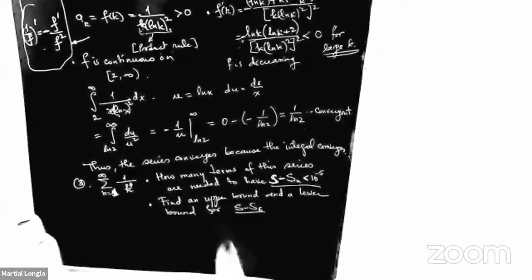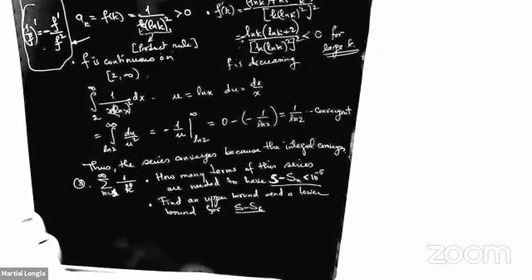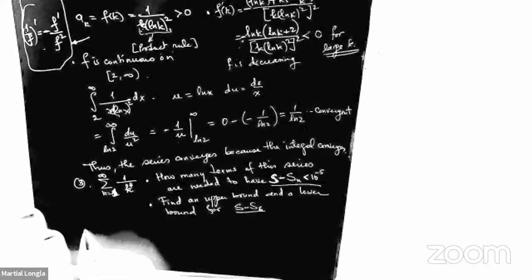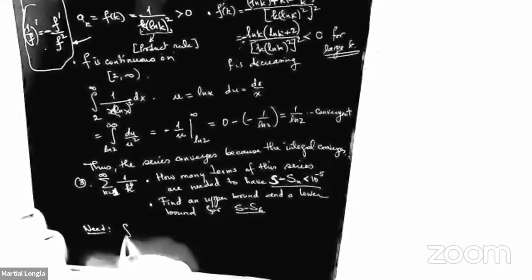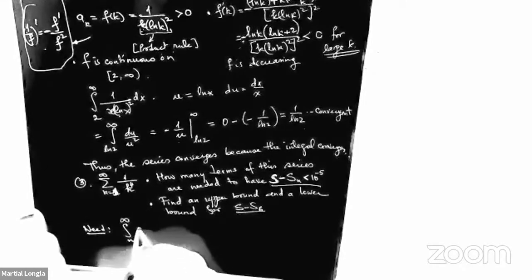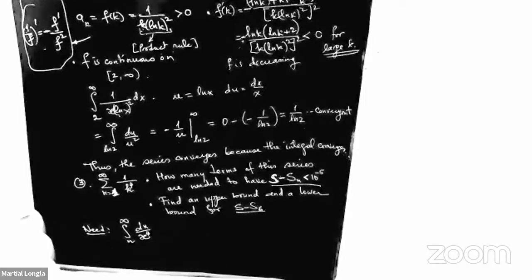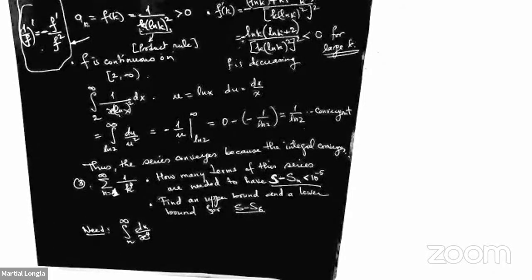So to answer any of these questions, you need to compute the integral from n to infinity of dx over x to the power 4. You need to compute that integral because that's what the remainder is bounded by. The remainder is bounded by this integral. So whatever you do in that question, you need to compute this integral.